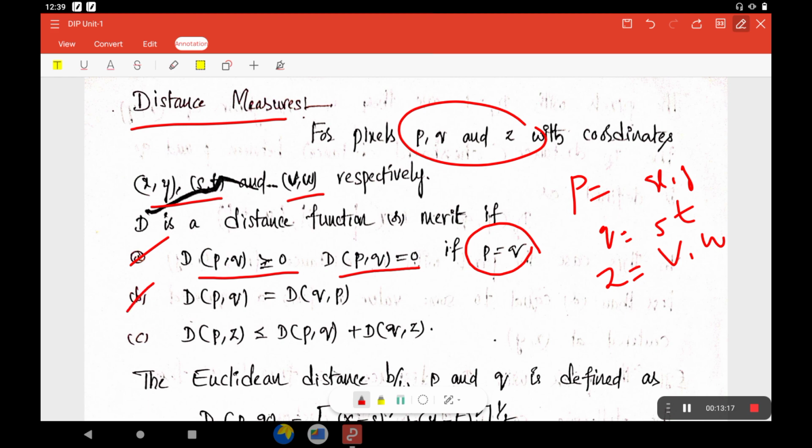Second thing is that the distance between P and Q is also equal to the distance between Q and P.